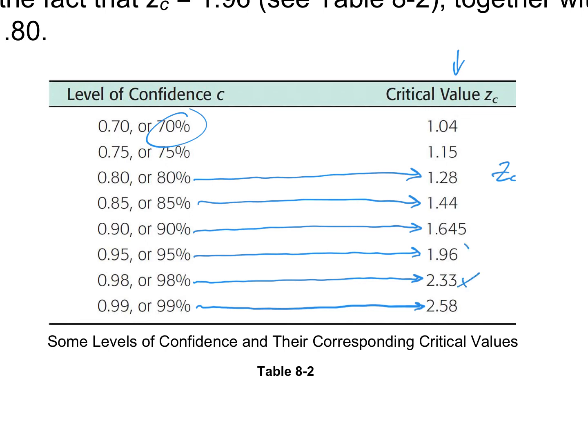It's not this one, it's 1.96. So let's go back. I showed you here in the critical z-scores. Let's find one that's not here, okay?